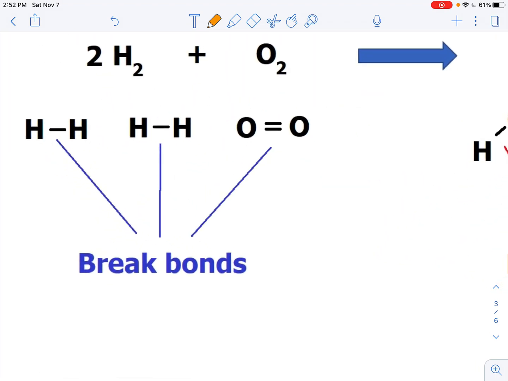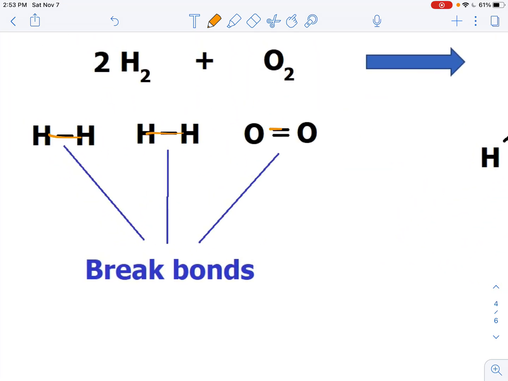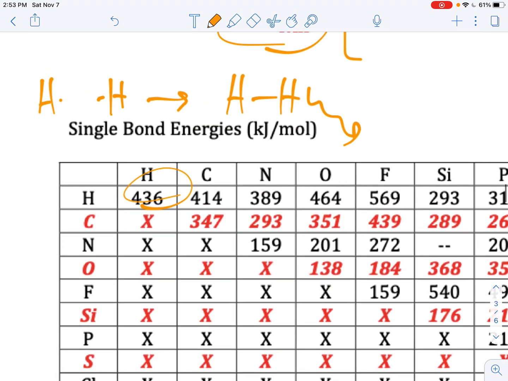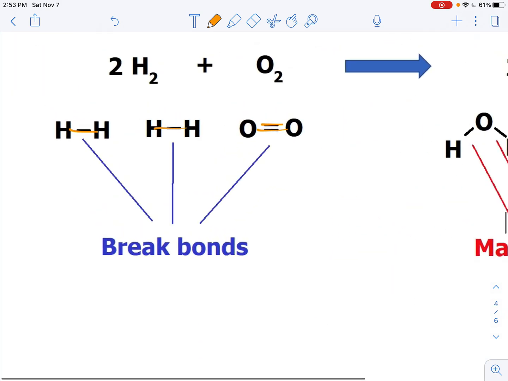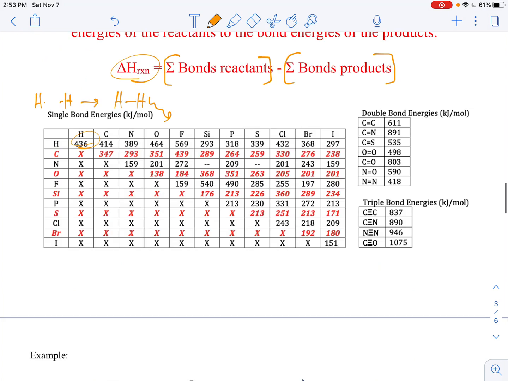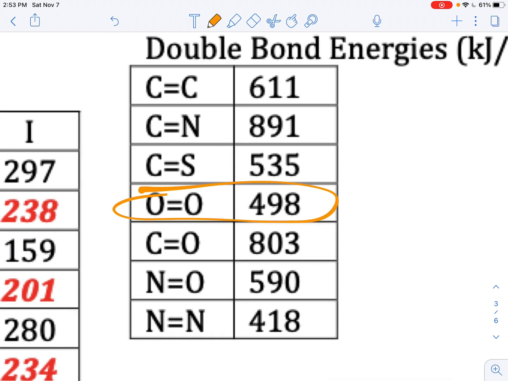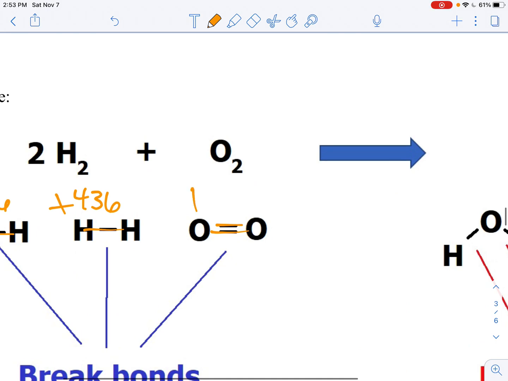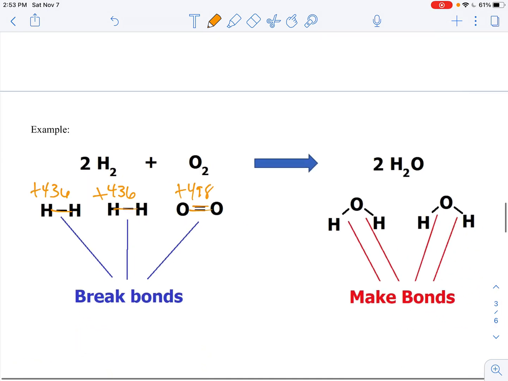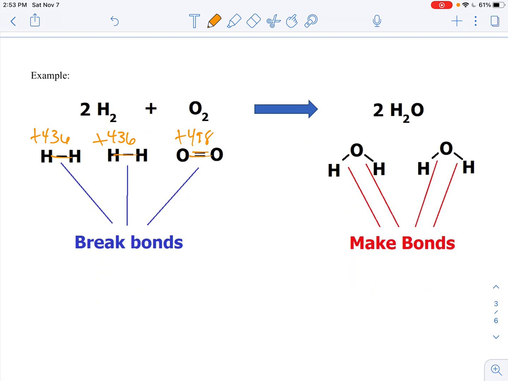Let's say that we looked at hydrogen plus oxygen going to water. So we're going to have to break this and this and this. All of those are bonds that we have to break. The hydrogen-hydrogen bond we said was 436. So I'm going to have to put in 436 twice, and then I'm going to have to break an oxygen double bond, which is over here at 498. So in order to break the bonds, I'm going to have to put in 436 and 436 and 498.